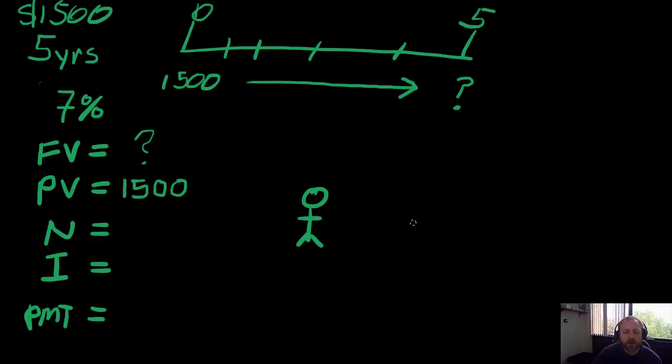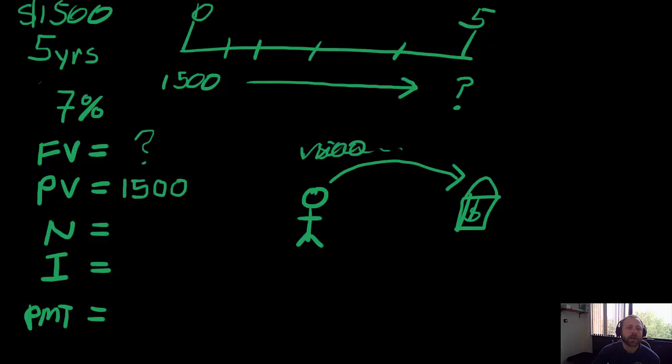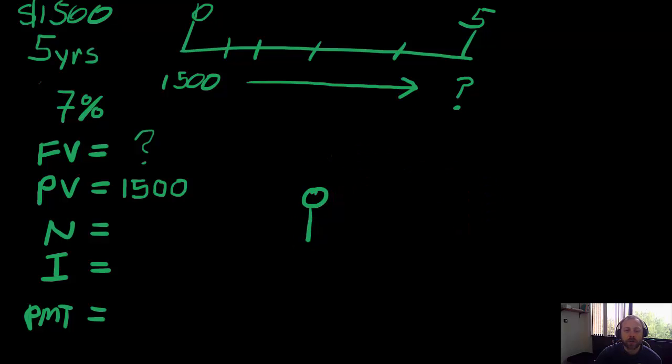Here's your little happy face, and here's the bank. We'll put a dollar sign right there. You're going from your pocket and putting money into the bank. That means that you are going negative $1,500. We're not particularly happy about that, but it's going out of you and into the bank. That means the money is negative to you.